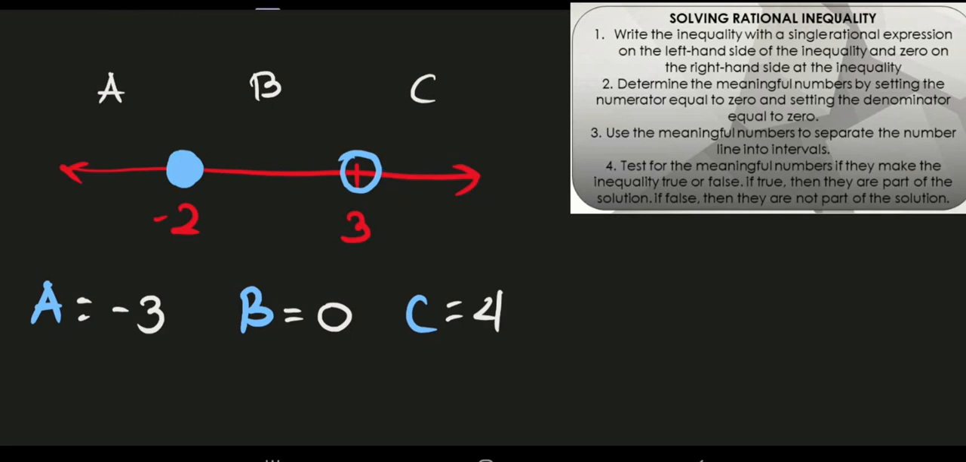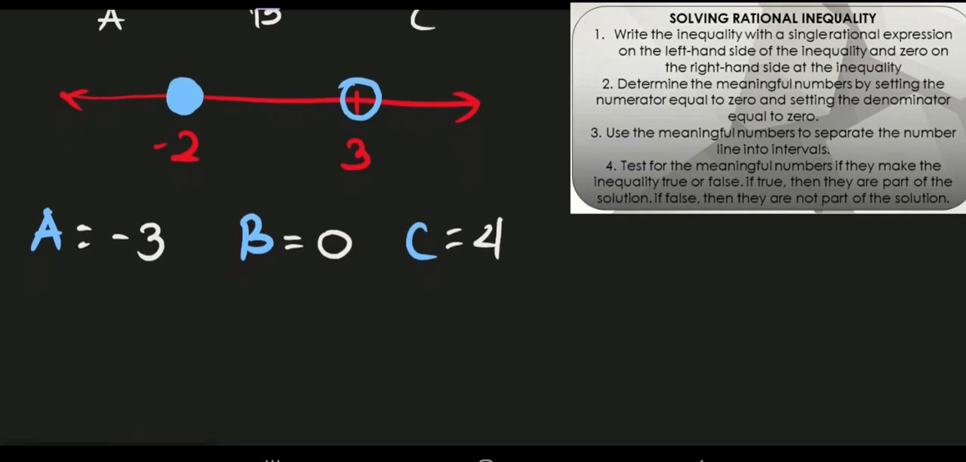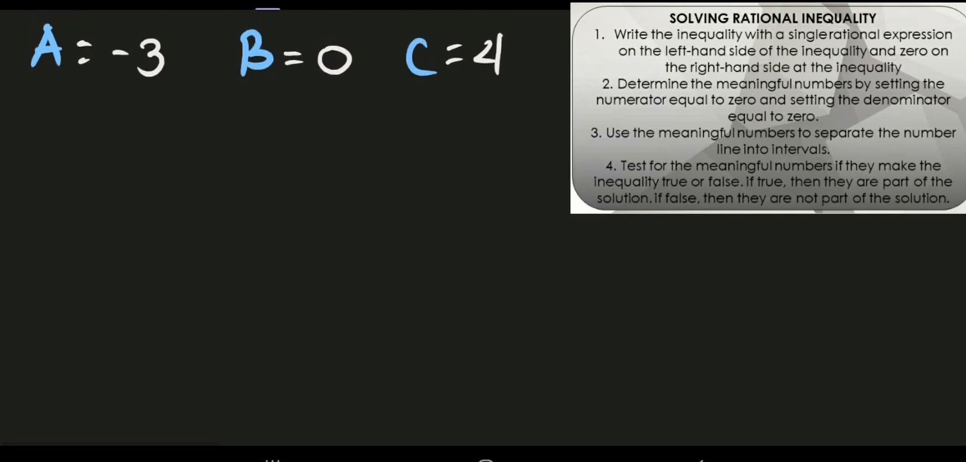So after that, dear students, let's test each value. If we have a true statement, therefore that interval is part of our solution. If false, they're not part of our solution. So let's try to test interval letter A. For interval letter A, we have x plus 2 over x minus 3, which is less than or equal to 0. And let's substitute the given value.